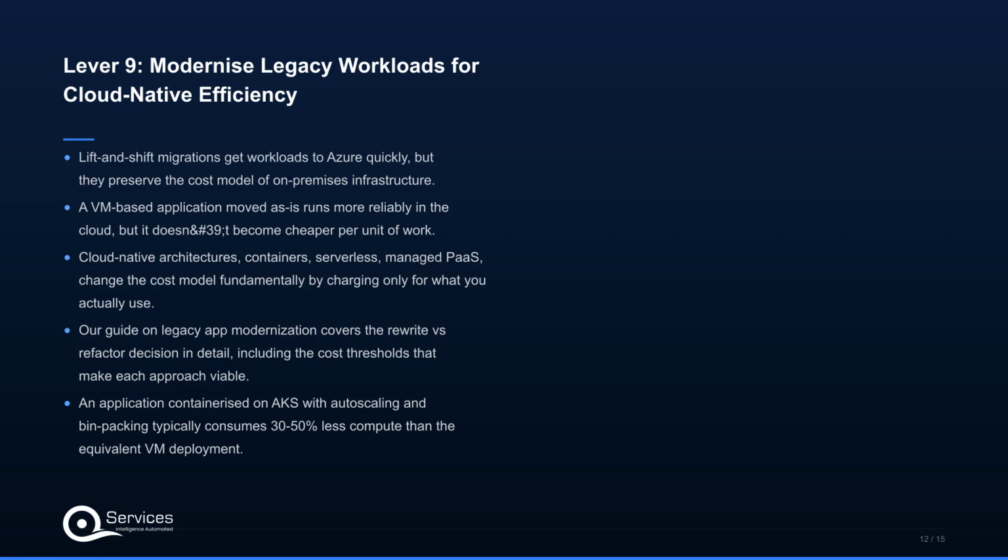Our guide on legacy app modernization covers the rewrite versus refactor decision in detail, including the cost thresholds that make each approach viable. An application containerized on AKS with autoscaling and bin packing typically consumes 30 to 50% less compute than the equivalent VM deployment.